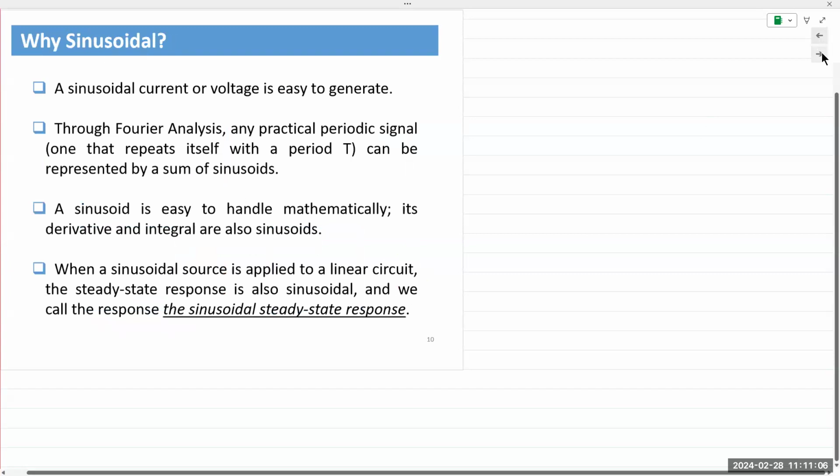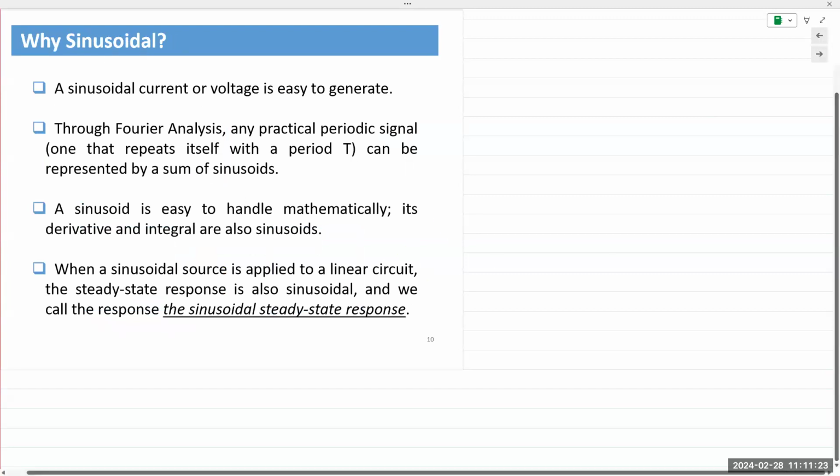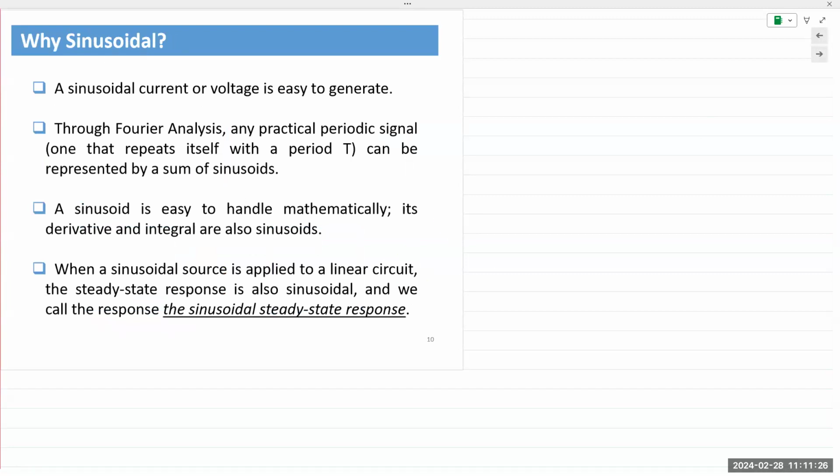So sinusoidal, right? I said that AC analysis is also named as sinusoidal analysis. In this case, AC, of course, comprises all kinds of shapes and waveforms: triangular, rectangular, pulse, sawtooth, and sinusoidal. But primarily, we are going to look at just sinusoidal waveforms, mathematically represented with the sine and the cosine functions. So why sinusoidal? Well, the first and most important is that it's very easy to generate.